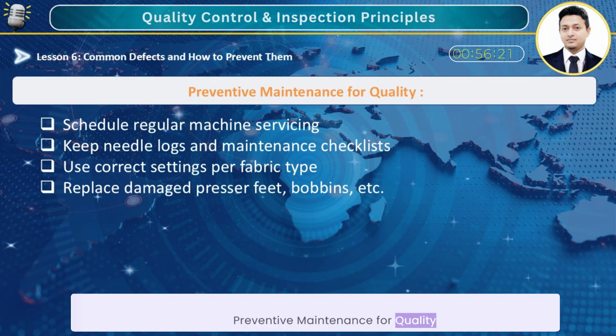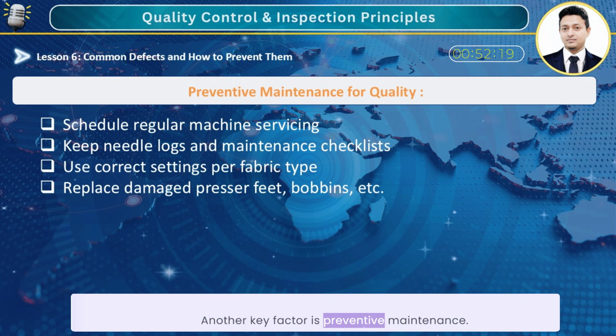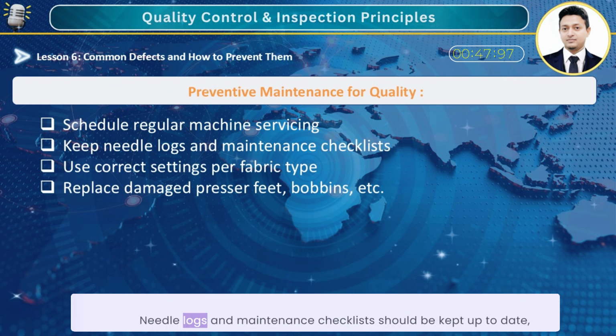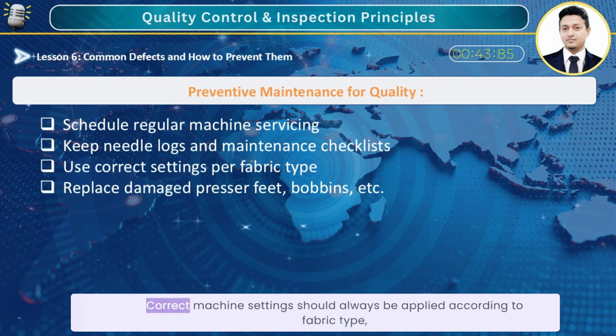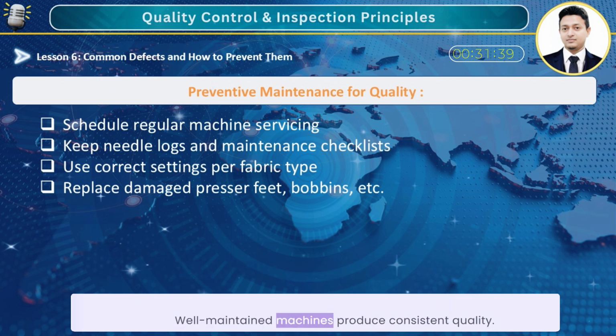Preventive maintenance for quality. Another key factor is preventive maintenance. Machines should be serviced regularly. Needle logs and maintenance checklists should be kept up to date. Correct machine settings should always be applied according to fabric type. And worn-out parts like presser feet, bobbins, and needles should be replaced without delay. Well-maintained machines produce consistent quality.